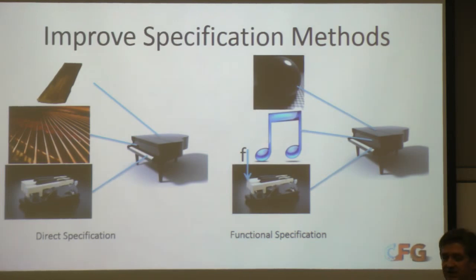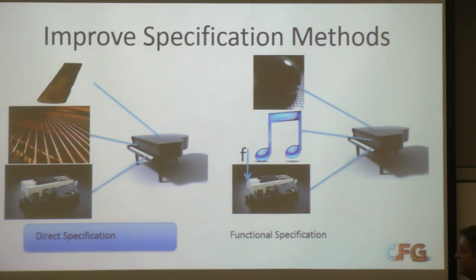In functional specifications, I'm going to specify the function of the object rather than the materials directly. So for example, I'm going to say that the top of the piano has some particular gloss level, and if I apply a certain kind of force to the keys, I'm going to obtain a given sound from this piano. So this is specifying objects in terms of their function rather than specifying the materials that go into them.